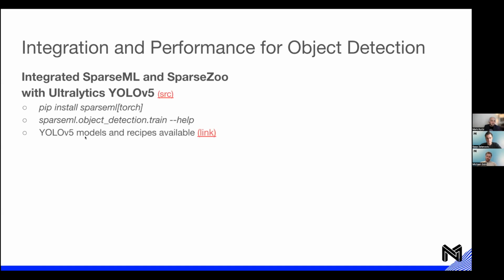We have YOLO v5 models and recipes available and pushed up to the SparseZoo. So we'll show those in a little bit. And we're actually working on the new YOLO v6 models. Nomenclature is a little confusing on those right now, but technically the new v6 models. We're working on those and hope to have those pushed up soon.